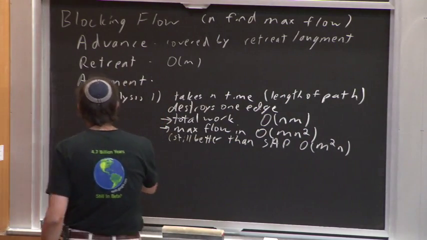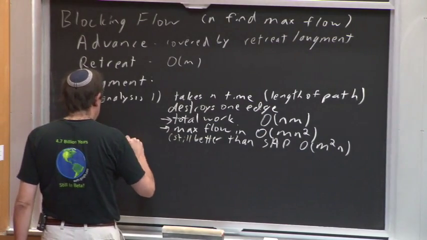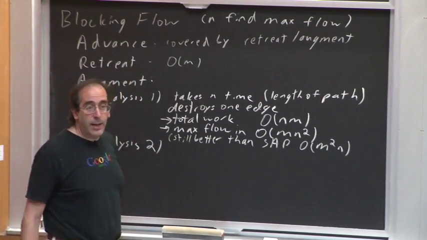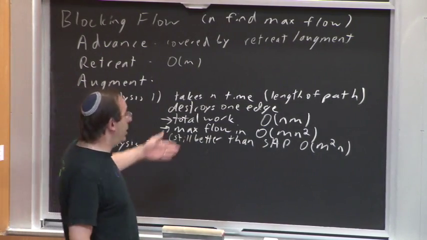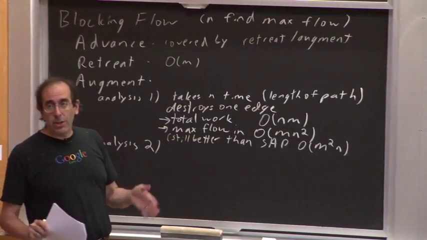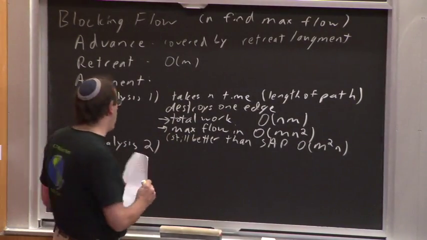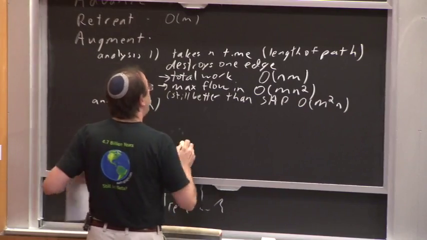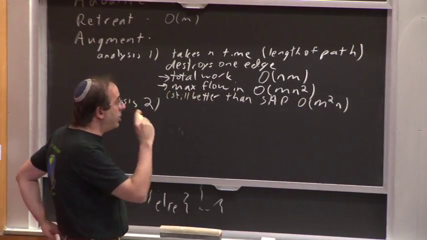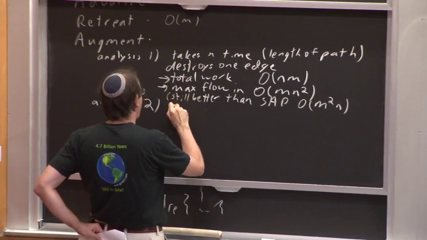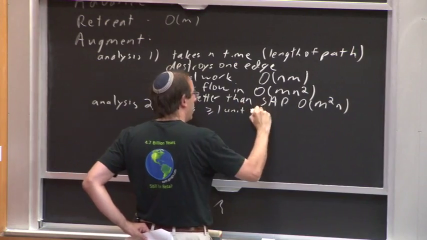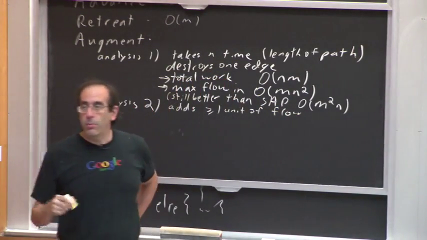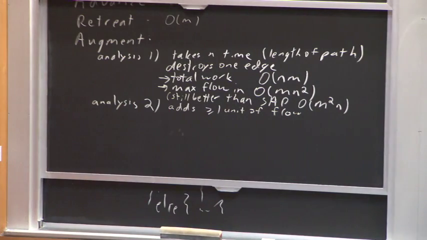Now the second analysis, instead of bounding the augmentation work by charging to an edge, bounds the augmentation work essentially by charging to the value of the flow. The point is that an augmentation through this graph adds at least 1 unit of flow to whatever flow it is that you're building, right? Blocking flows are augmenting path algorithms. They keep adding flow, right?